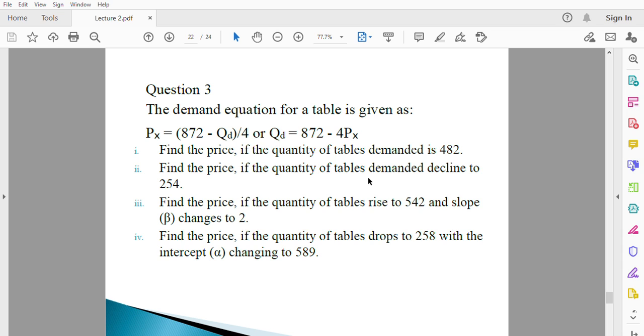Find the price if the quantity of tables demanded declined to 254. So wherever you see QD, you put this there. Find the price if the quantity demanded of tables rises to 542 and the slope changes to 2. So the slope, which was 4, if it changes to 2, you put 2 here instead. Find the price if the quantity demanded of tables drops to 258 with the intercept alpha changing to 589. So it's no more 872, it's 589.